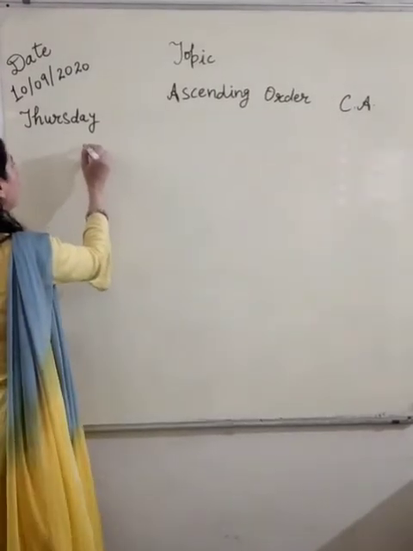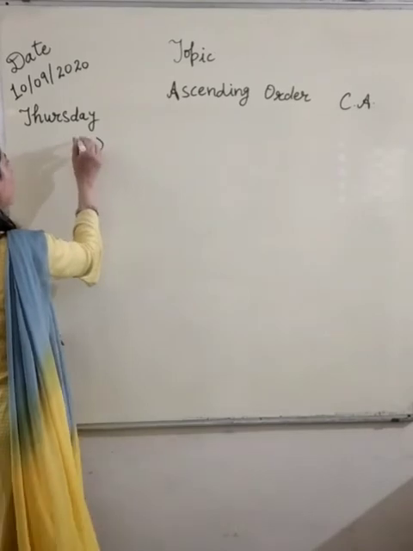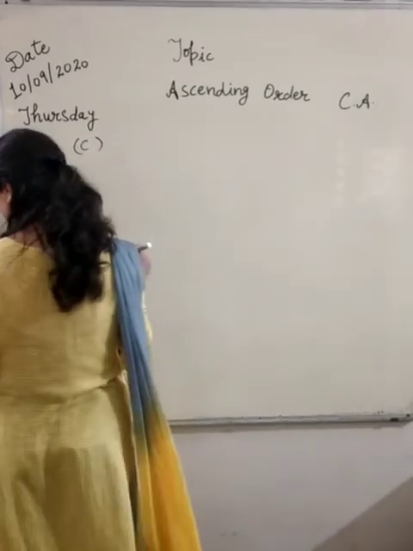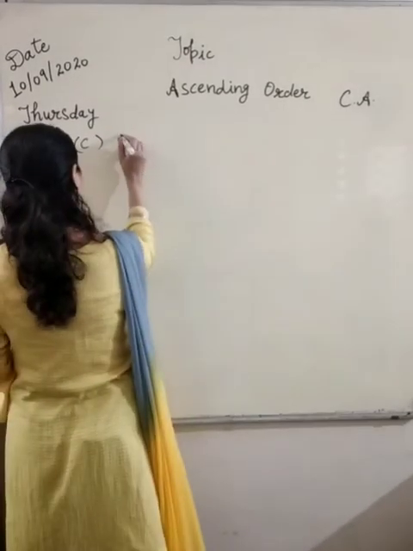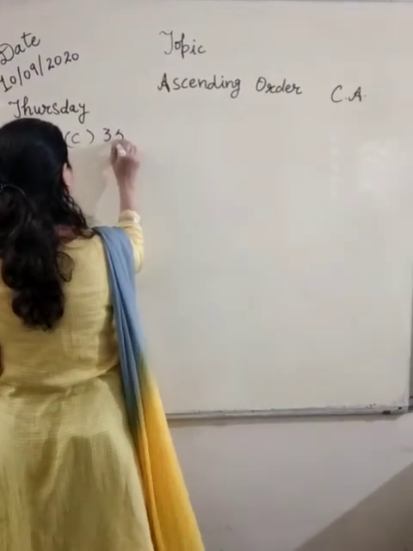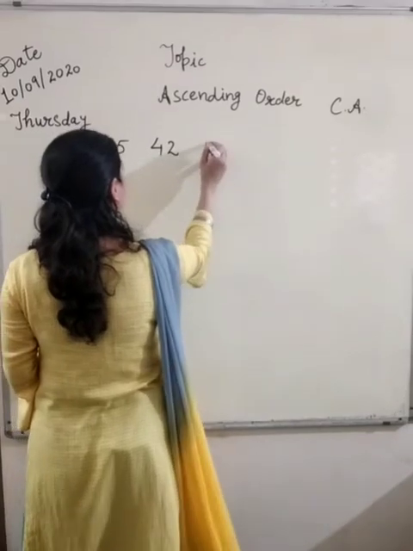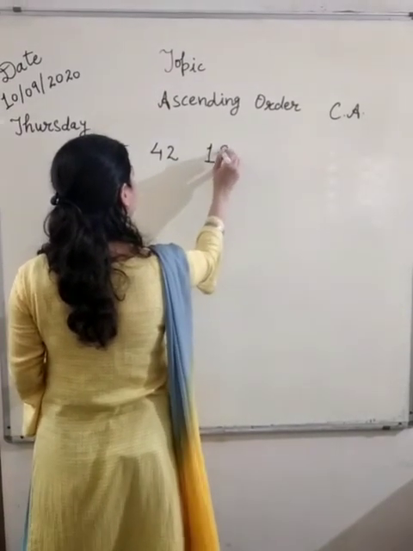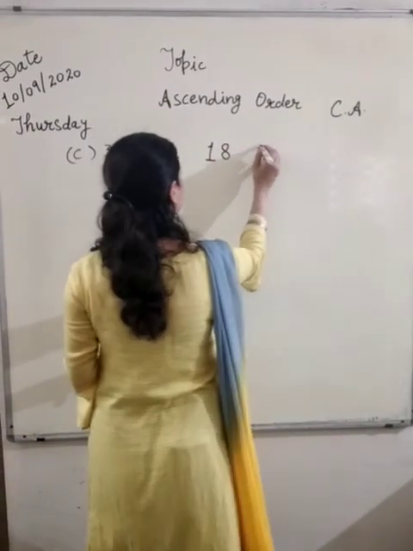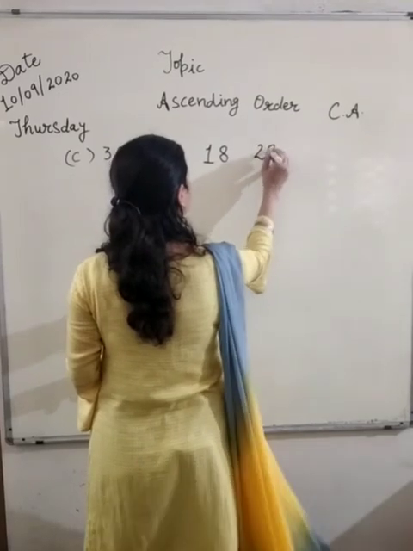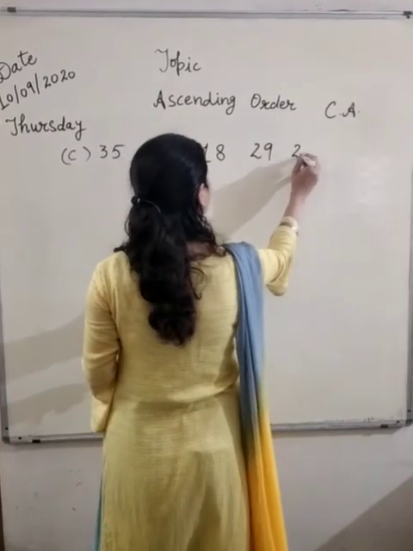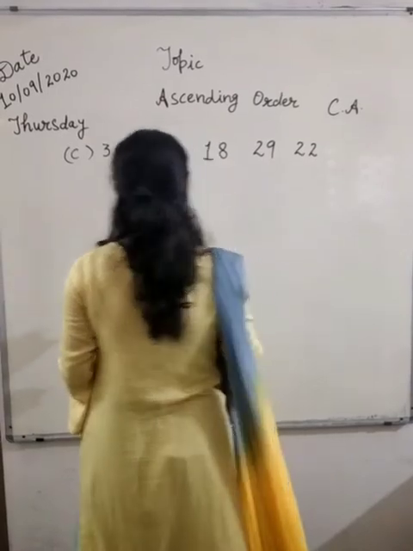Children, write down question number C. The numbers are 35, 42, 18, 29, 22.